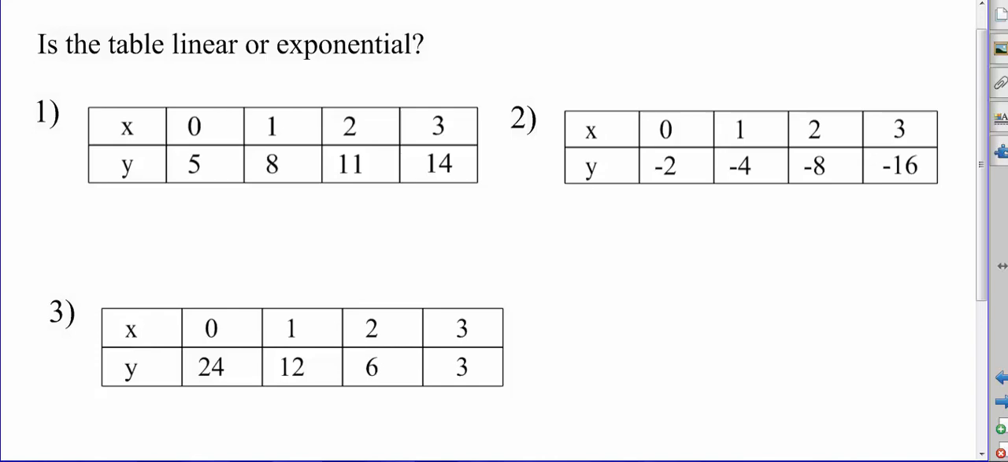All right, so let's take a look at what it means when we talk about exponential, and what it means when we talk about linear. So let's start with the first one. Is this exponential or linear?